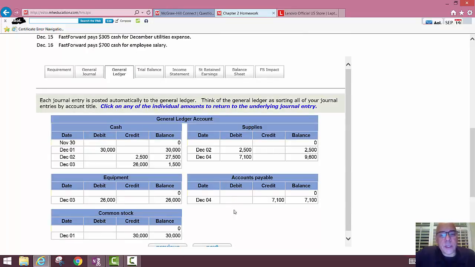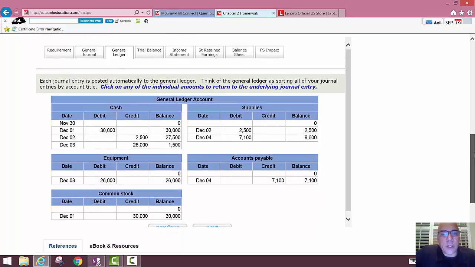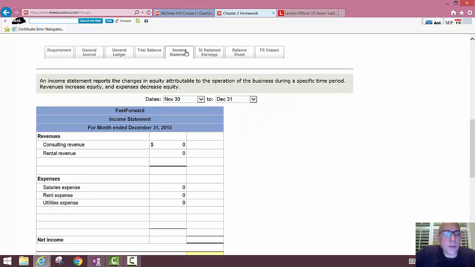And you can see here how our supplies went up $7,100 and our liabilities went up $7,100. Supplies is an asset. Accounts payable is a bill. Pay a bill is a liability, and so our equation stayed in balance. Still, nothing has happened on the income statement, right? We're looking for revenues and expenses when it's going to impact our income statement.